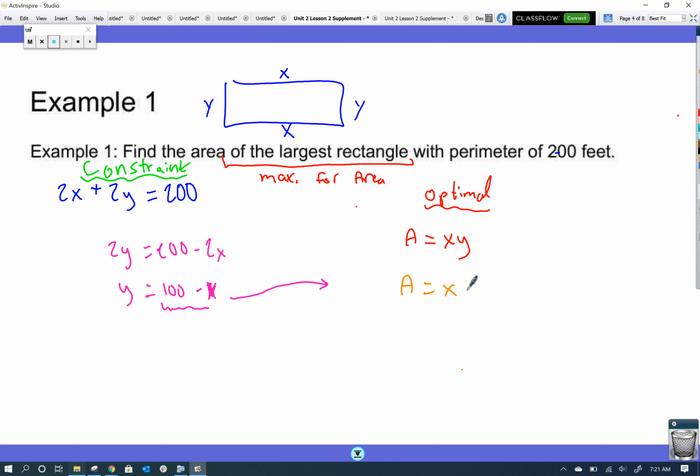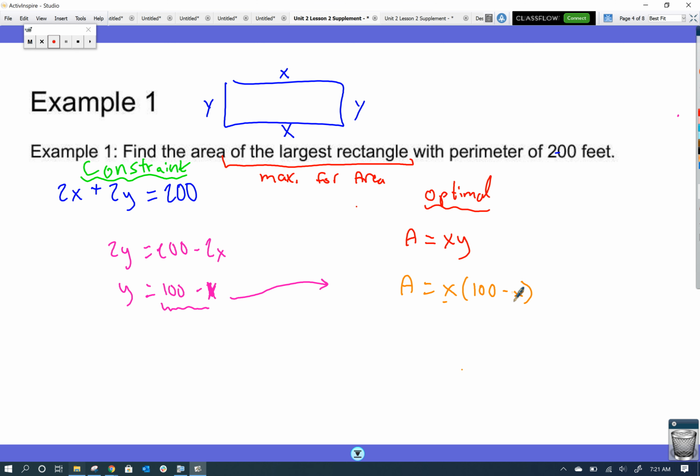Being in terms of something means that there is only that one variable. This is called in terms of x because there's only x's now. And now area is in terms of x as well because there's only x's on the other side of area. Okay, so now we can use our graphing calculator to find the max of this.